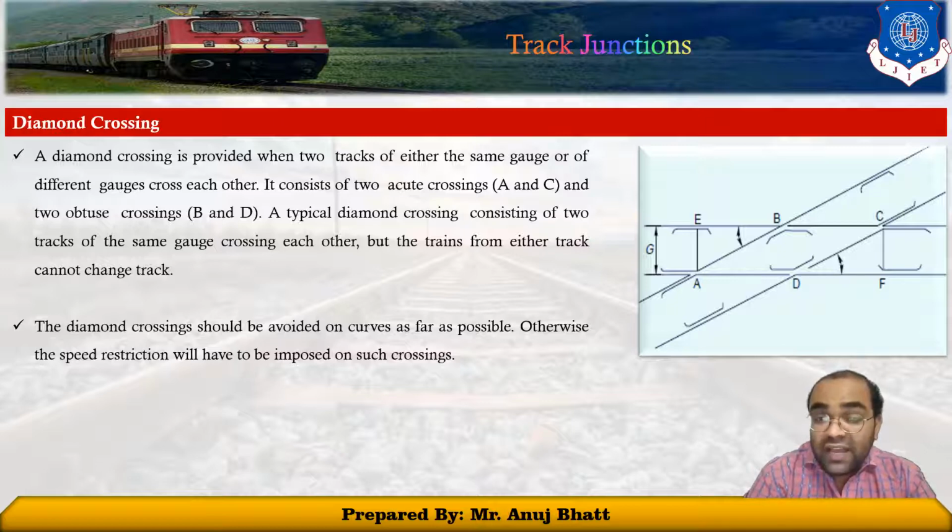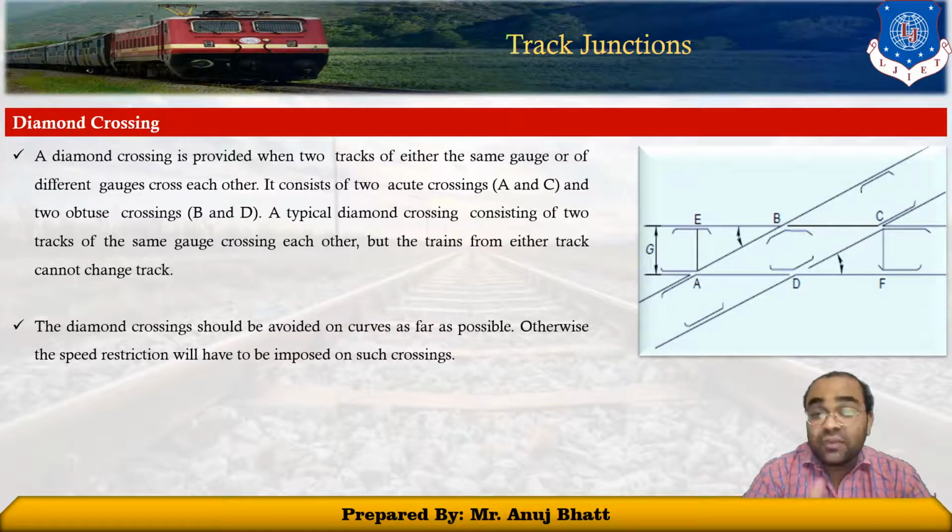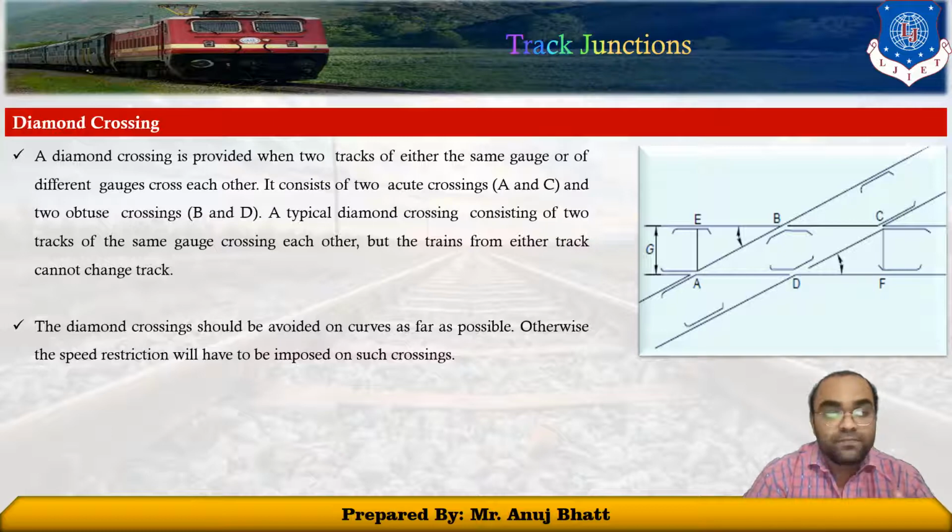A typical diamond crossing consists of two tracks of the same gauge crossing each other, but the trains from either track cannot change the track. The diamond crossing should be avoided on the curves as far as possible, otherwise the speed restriction will have to be imposed on such crossings.